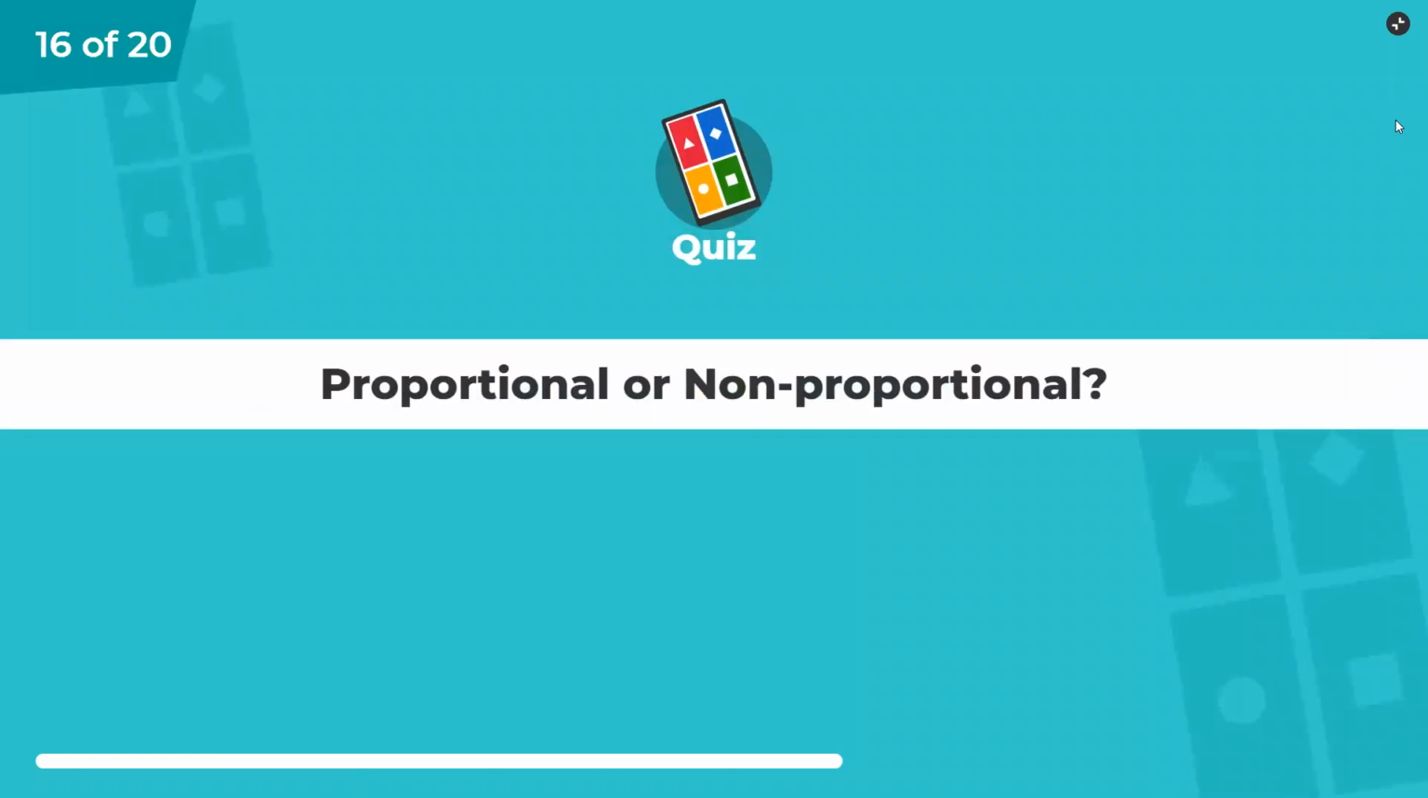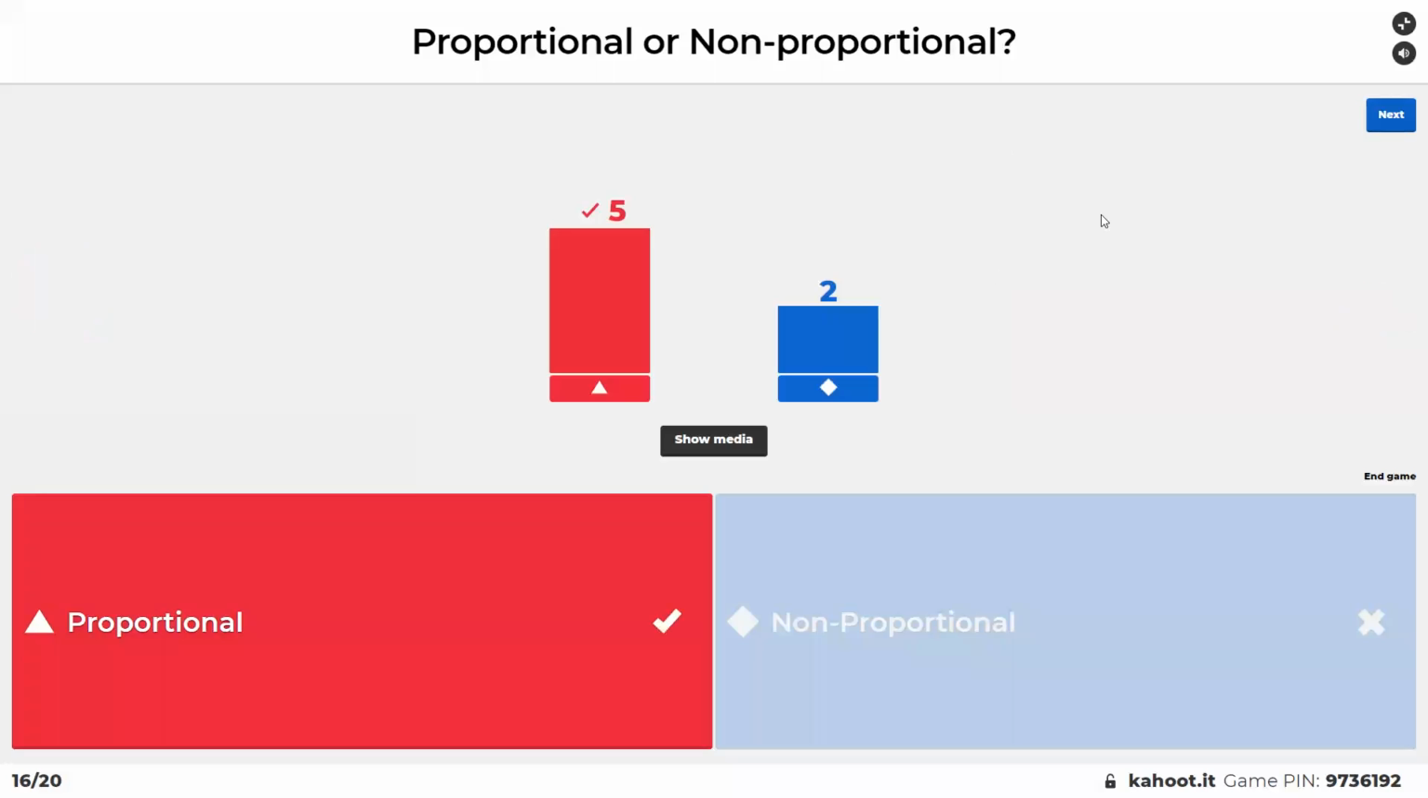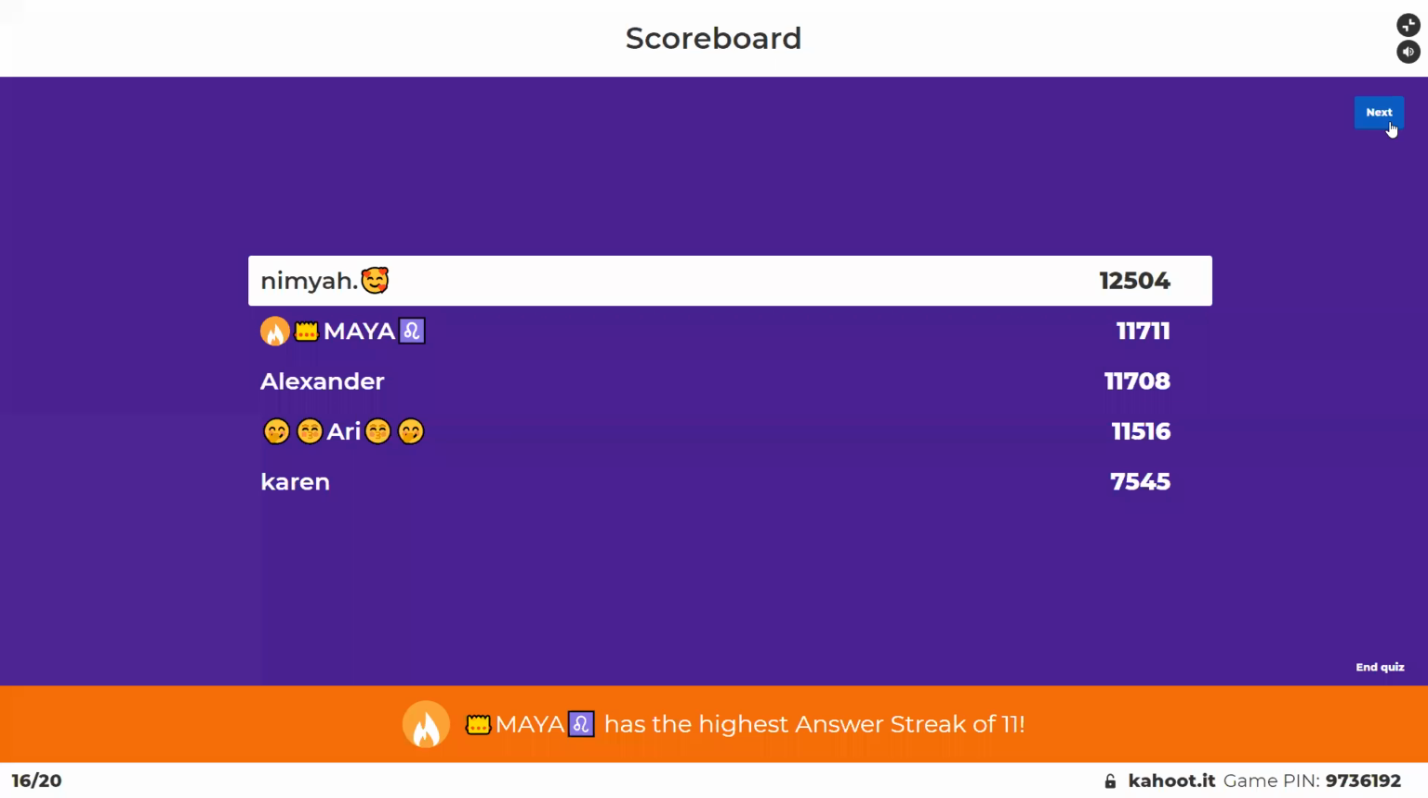All right, proportional or non-proportional? The carnival has a free admission but charges $1 per ride. Is that proportional or non-proportional? Good, so since they don't charge admission, it would just be y equals, and then however much they charge per ride, which I already forgot.